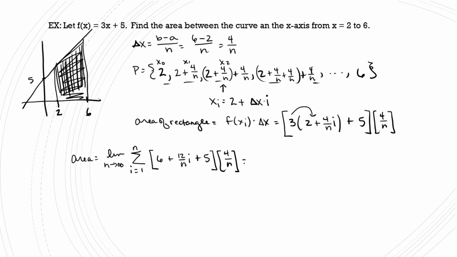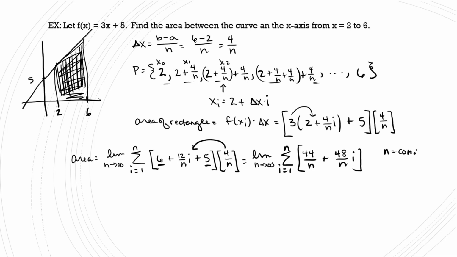So let's go through and do a little algebra and see if we can simplify this. So the first thing I notice is 6 plus 5 is 11, and then I'm going to multiply this 4 over n in there, so I have 44 over n plus 48 over n times i. Okay. Now, the n, let's remember, is constant. Okay, i is my variable, it's my counter.